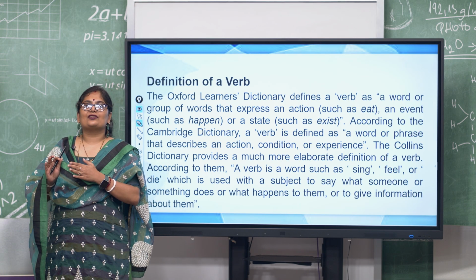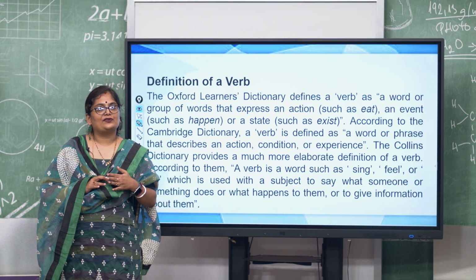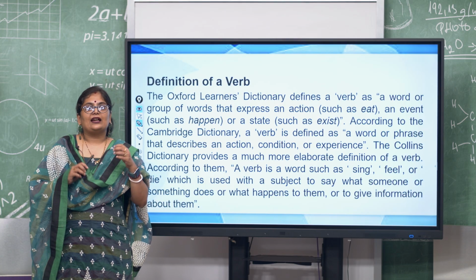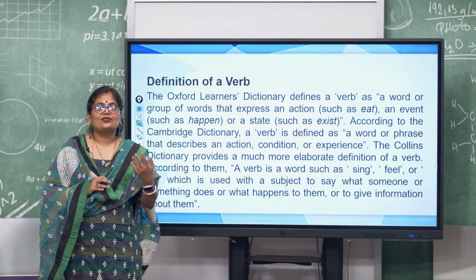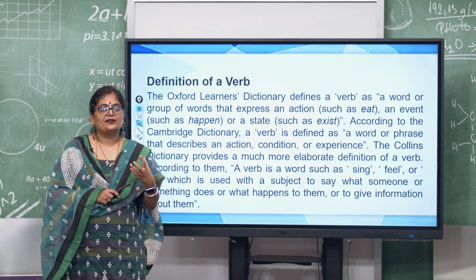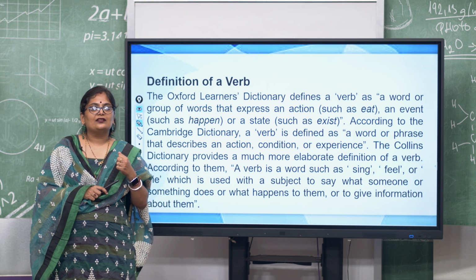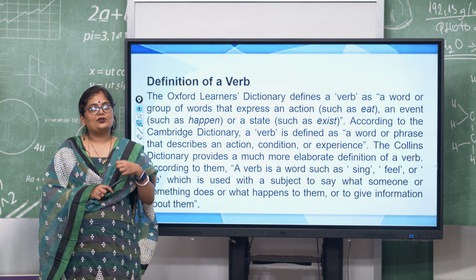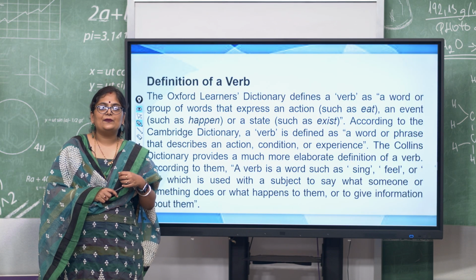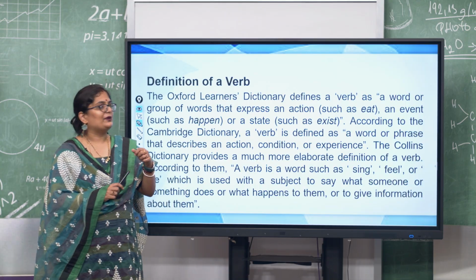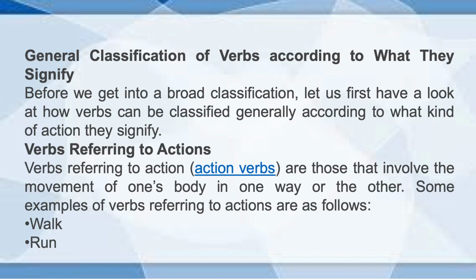There are different dictionaries that have defined verbs in various ways. We have the Oxford Learner's Dictionary, we have the Collins Dictionary, and they all provide us with definitions of the verb. Now, let us take for example, a verb is a word such as sing, feel, etc., which is used along with the subject to say what someone or something does or what happens to them, or to give information in particular about them.